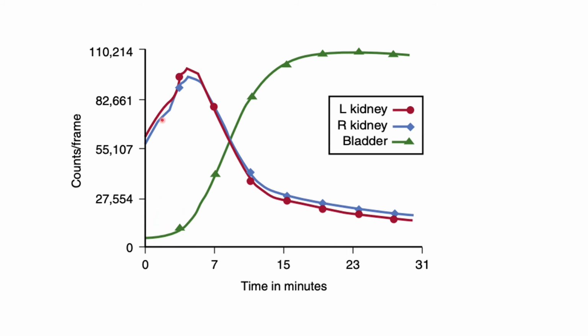Okay, as you can see here, as the activity in the kidneys diminishes, you will notice an increase or an upslope in the bladder activity. This represents the entry of the radiopharmaceutical from the kidneys to the bladder.